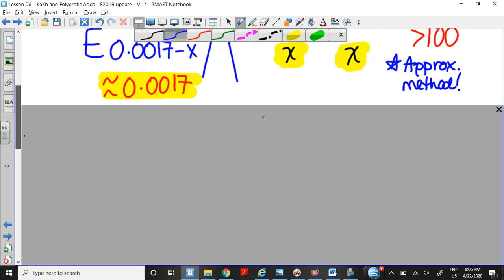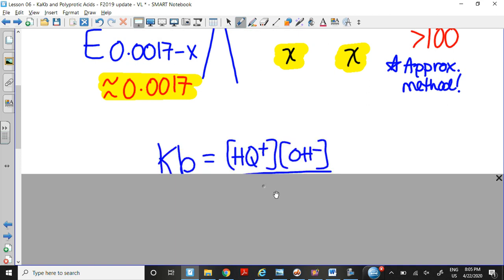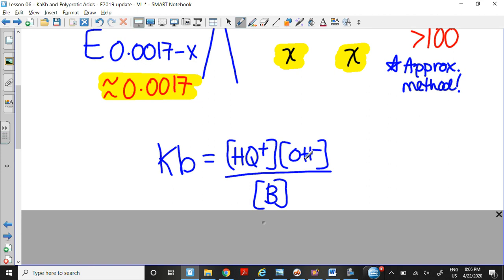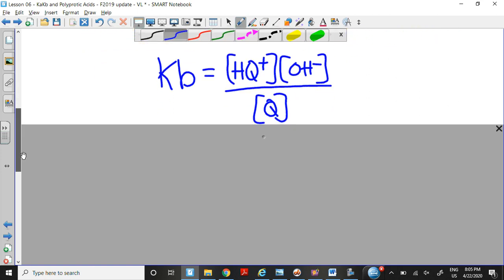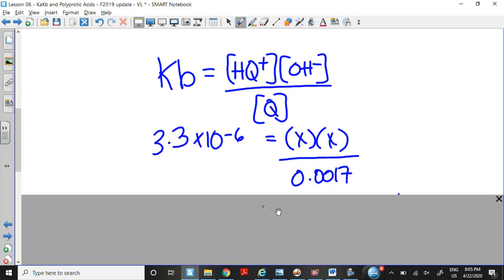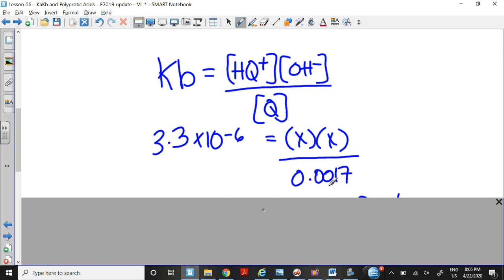All right, let's take a look at your Kb. So first, your Kb expression should look like this. Your two ions on the top, your base molecule on the bottom. I put a B in there, but technically it should be Q, so let's fix that, even though we're using generic here. Once we've got that, now we can put in our equilibrium concentrations and our Kb value. So x, x, and 0.0017, those were our equilibrium concentrations, which we highlighted above in yellow. The Kb value was given to us in the question.